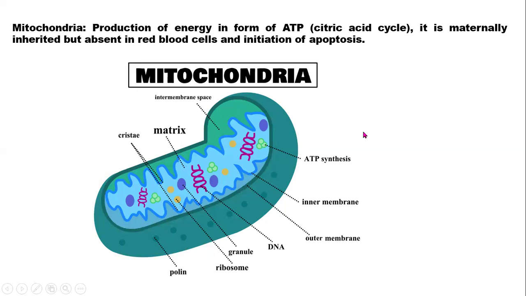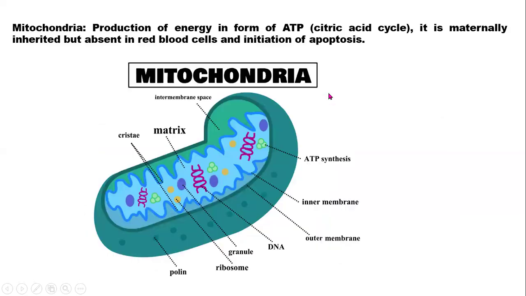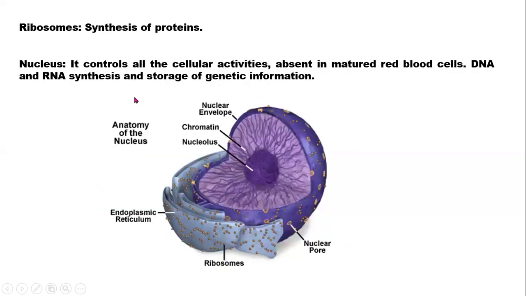Okay, let's proceed. The next one is the ribosomes, which carry out the function of protein synthesis. So we also have the nucleus, which controls all the cellular activities, and is absent in mature red blood cells. You remember, mitochondria is also absent in red blood cells. You see, it's absent in red blood cells, and also absent in mature red blood cells.